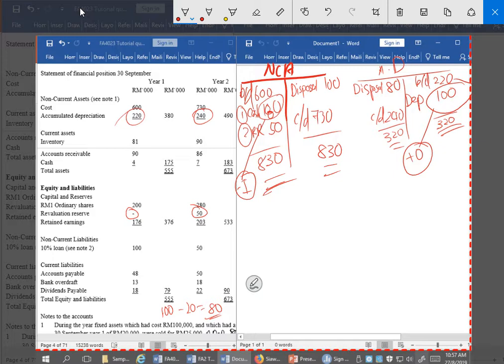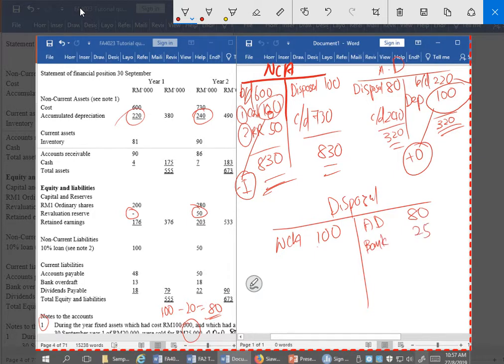Okay. Now, next, the next account that you should have will be your disposal account, right? Disposal account, double entry here, you have 100 for your non-current asset. And then accumulated depreciations, here you have 80. Just now the question mentioned in your notes number 1, it sold for how much? 25, right? Bank received 25. So here you have 105. Here by right you should have a 5. So this 5 is a profit or loss? Profit, right?